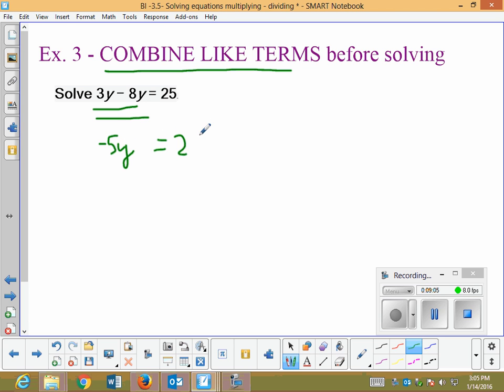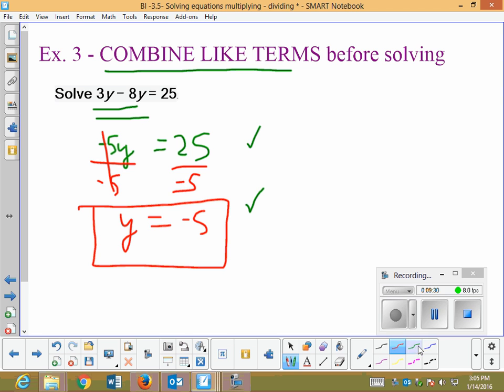Now that I've combined the like terms, I can go ahead and solve. So this would be our first step. This would be our second step: get y by itself. How do I get y by itself? Divide both sides by negative 5. If I divide this side, I do it to the other side. This cancels. Y equals, what's a positive divided by a negative? Negative. What's 25 divided by 5? 5. So our answer is negative 5.